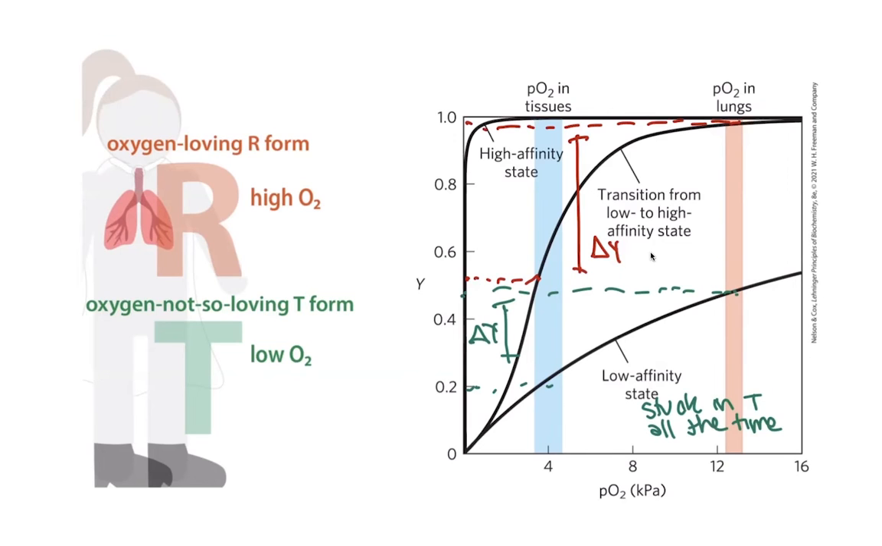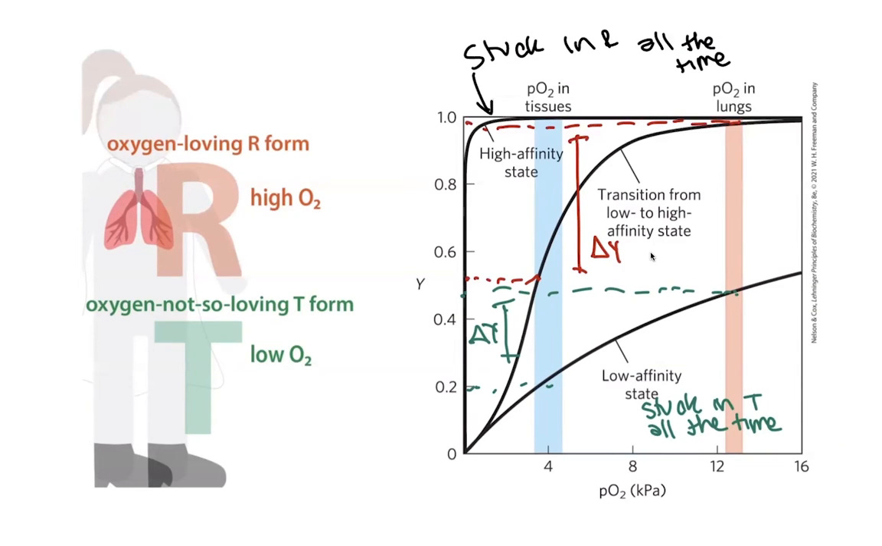Now, what would happen if we were stabilized in that high affinity state? Basically, this would be like being stuck in R all the time. Now, if we look at both our lungs and our tissues, they're both going to be almost completely bound, which means that you're not releasing any oxygen, you're not giving those toes oxygen. So we want high affinity in our lungs so we can pick up the oxygen, but we need that low affinity in our toes so we can release the oxygen. And having this cooperative binding is going to allow us to do that.